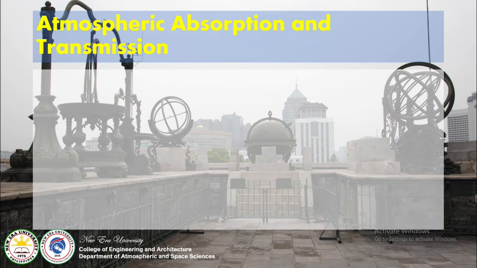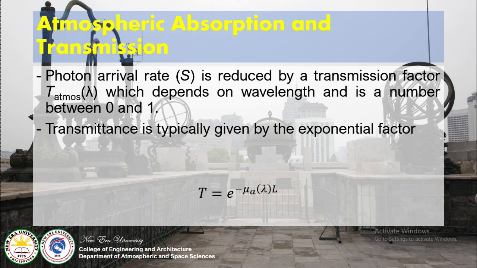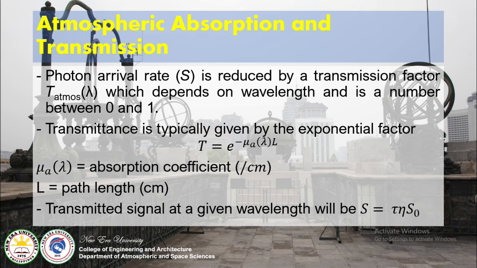Now, the photon arrival rate is reduced by a transmission factor, which depends on the wavelength and is a number between 0 and 1. Transmittance is typically given by an exponential factor, similar to the air mass and extinction coefficient, where we have the function mu sub a, which is the absorption coefficient, given in units of per centimeter. And we have L, which is the path length, the length of where the light will go.